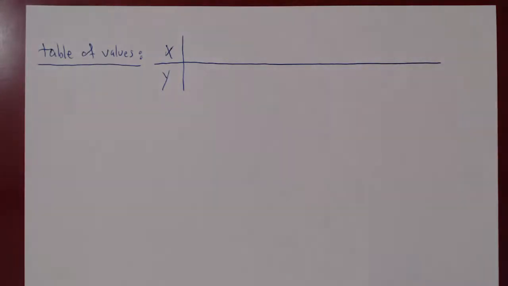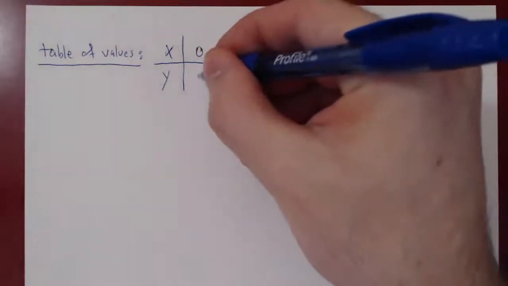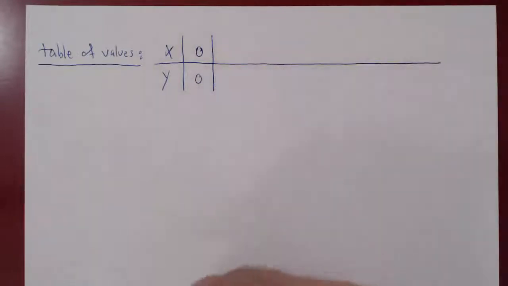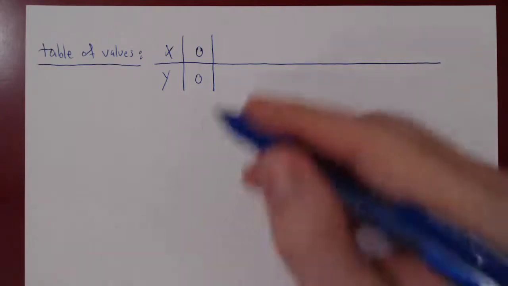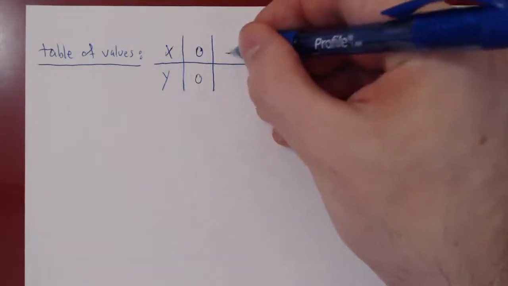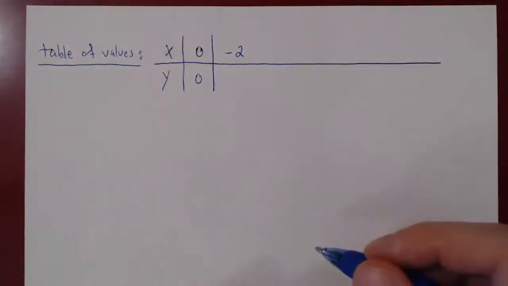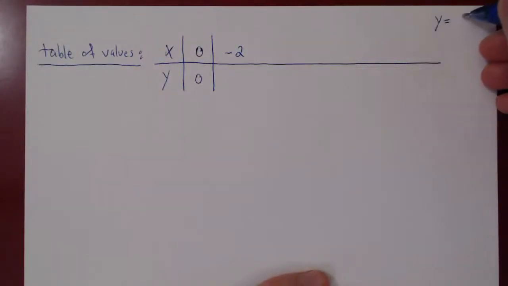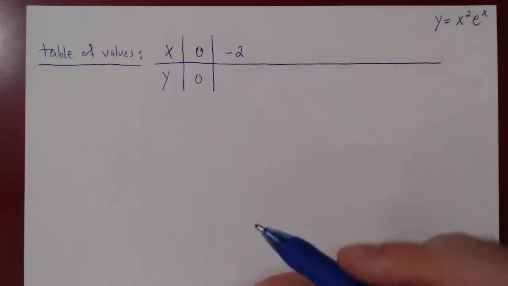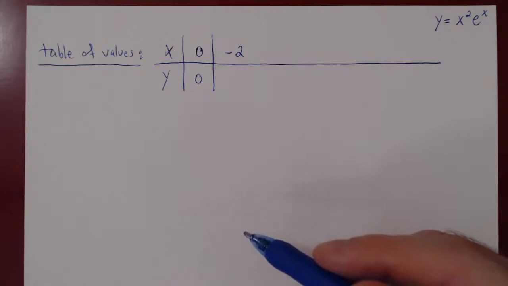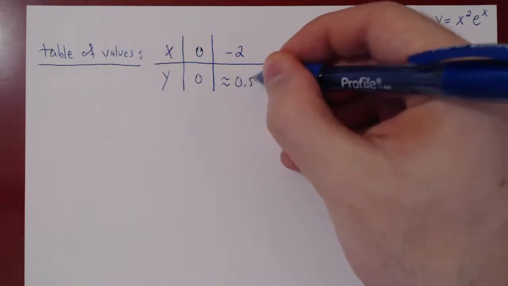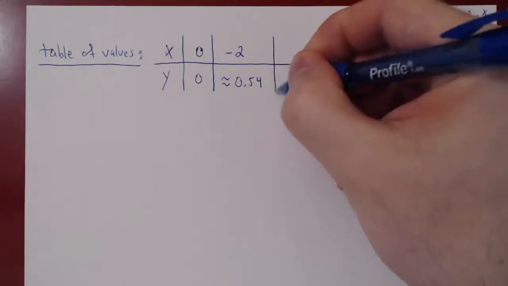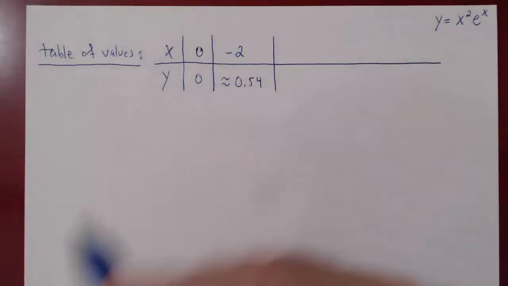Okay, the first value we found was r0, when x is 0, y was 0. X equals 0 was also a local minimum. Then we found our two critical points, namely x equals 0 and x equals negative 2. Recall the function was y equals x squared e to the x. And if you evaluate this at negative 2, here you will need your calculator, and you will find a value that is approximately 0.54. That takes care of our two critical points.